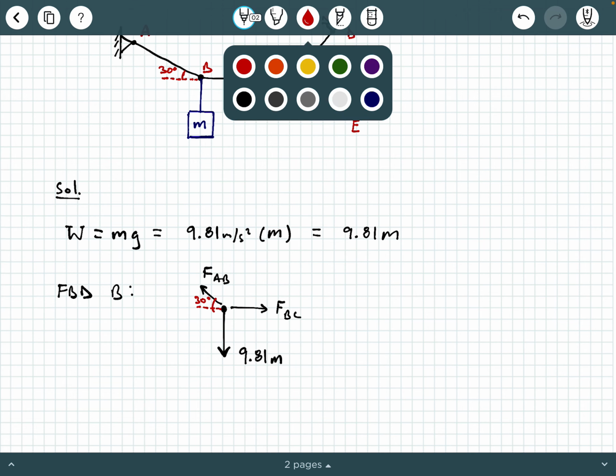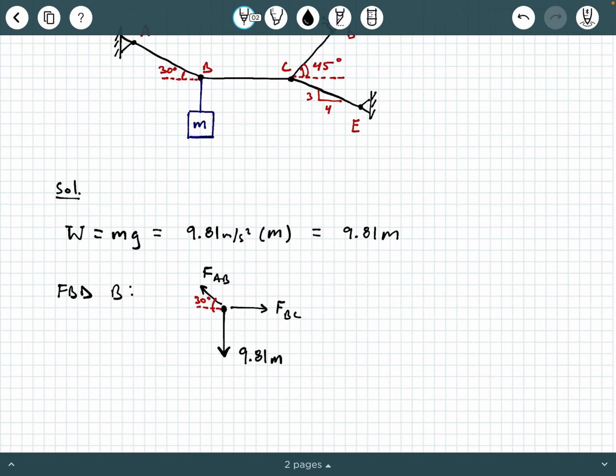So here we're ready to apply our equilibrium equations. And remember, we have two equilibrium equations for forces when we analyze a two-dimensional particle. Our first equilibrium equation that we can use is the sum of the forces in the y direction equals 0, and we call things pointing up positive.